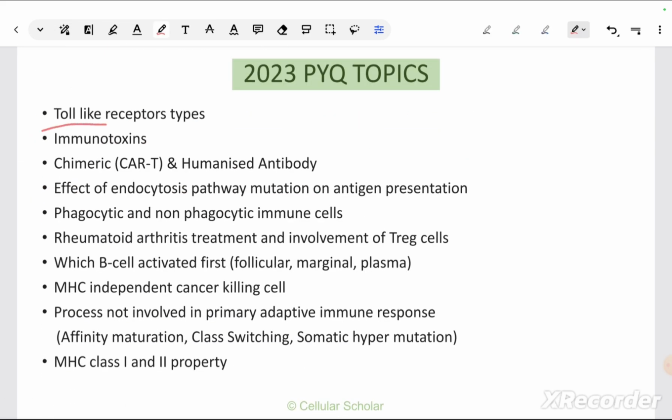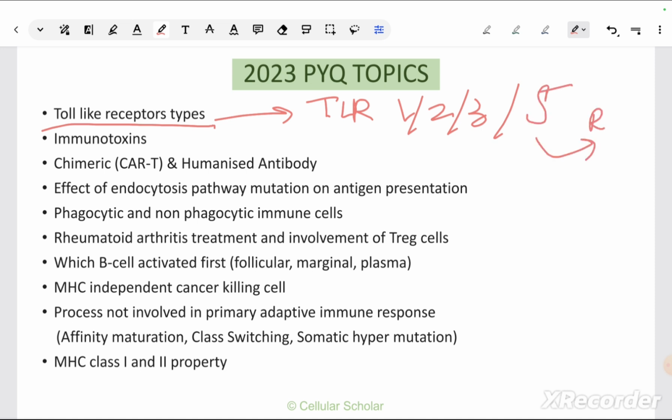Then toll-like receptor types, whatever the TLRs are, 1, 2, 3, 4 or 5, and what they recognize, that you should know, because I think they gave a match the following question regarding this. But you should know what they recognize. Some recognize double-stranded RNA, some recognize single-stranded RNA, some recognize CpG islands, some recognize bacterial flagellin, that you should know.